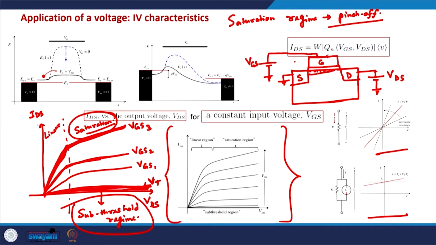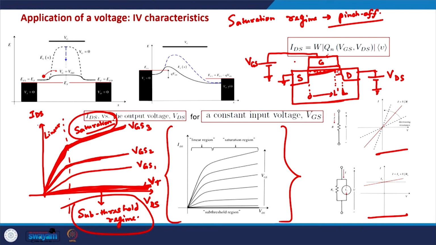So in the pinch off, the channel will look something like this. There will be a channel from the source to a certain point, let's say this L prime. If the total length of the channel is L, this is 0, there will be an inversion layer, a conducting channel from 0 to L prime, but there will not be a conducting channel from L prime to L, and there will be a depletion region here.